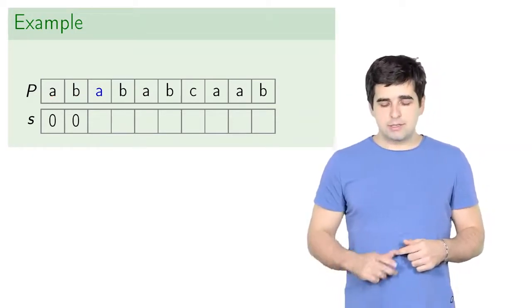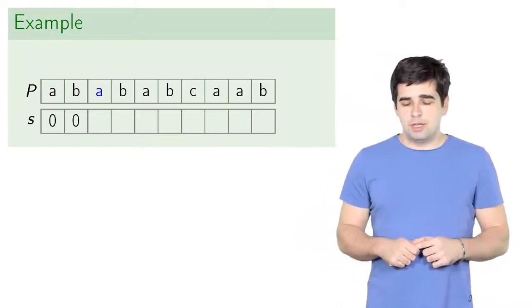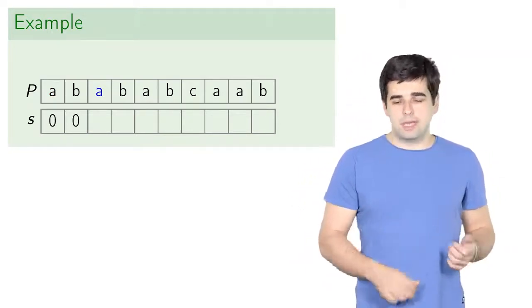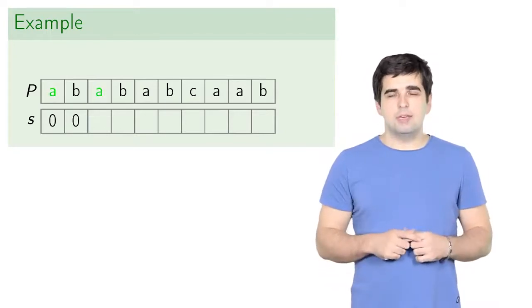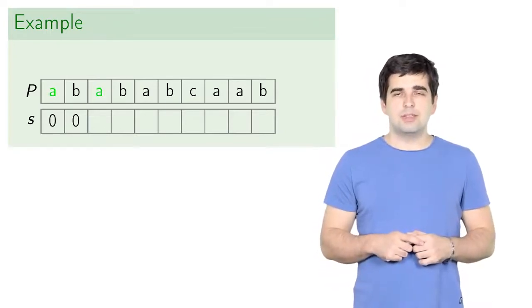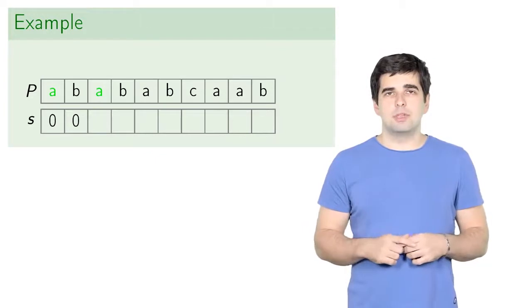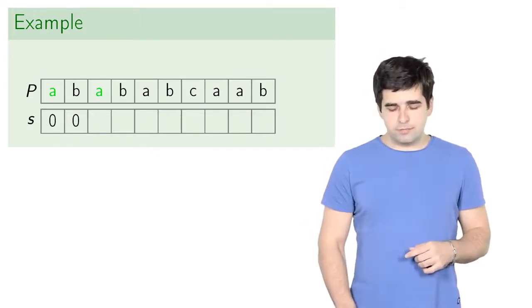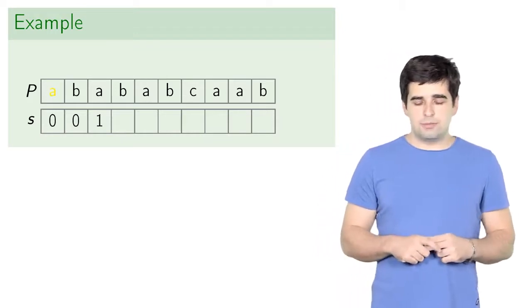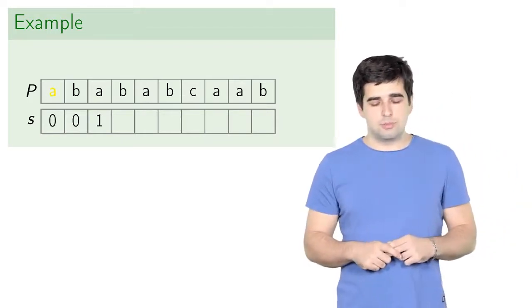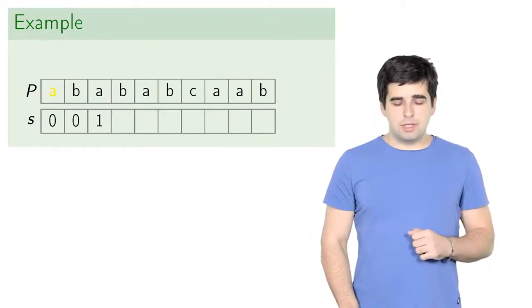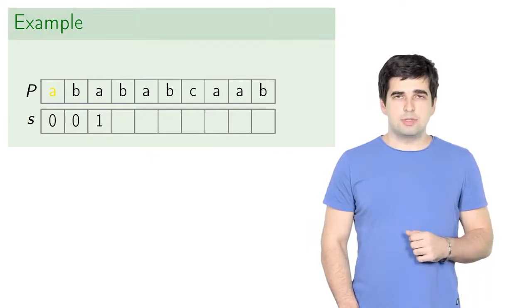Now we look at the next character, a, and we look at the next character after the end of the previous border, which is again the a in position 0. And we see that these characters are the same. So we increase the previous value of s by 1, and our value of the prefix function for position 2 is 1. And now our current border is of length 1, and it contains just the letter a in position 0.